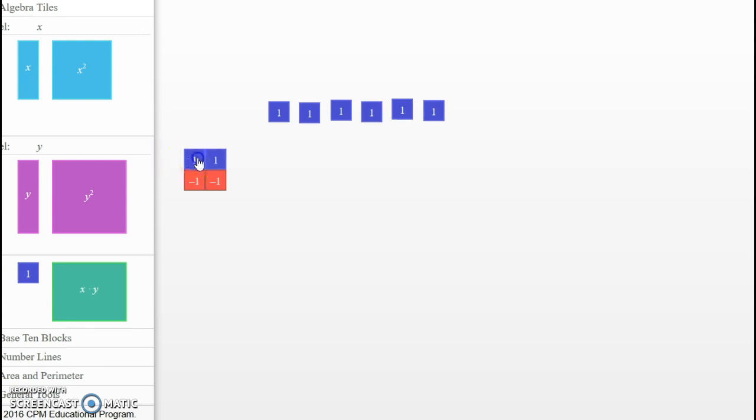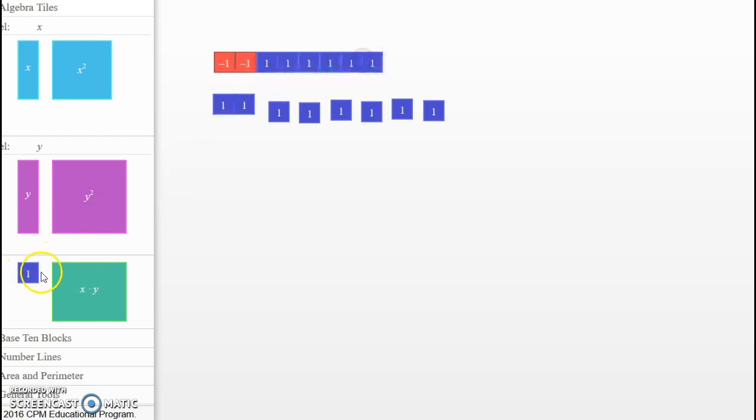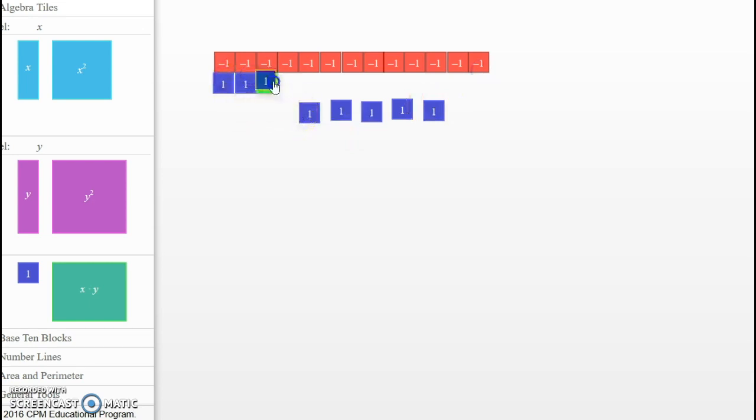Okay, so let's start with these 8 again. And we need to add in 13 negatives. So 1, 2, 3, 4, 5, 6, 7, 8, 9, 10, 11, 12, 13, and all of these are negatives. I'm just going to click on them once to turn them negative. Okay, well, I see that I'm going to have a bunch of them pair up to be 0.